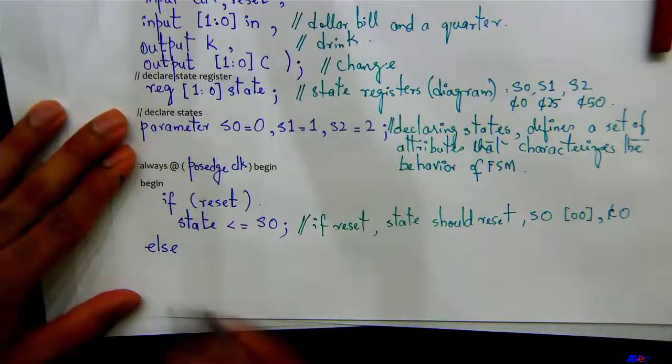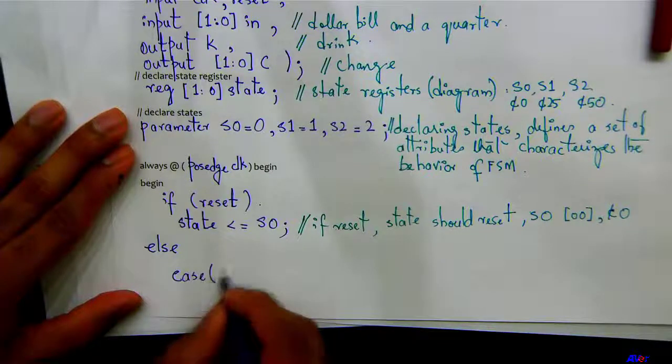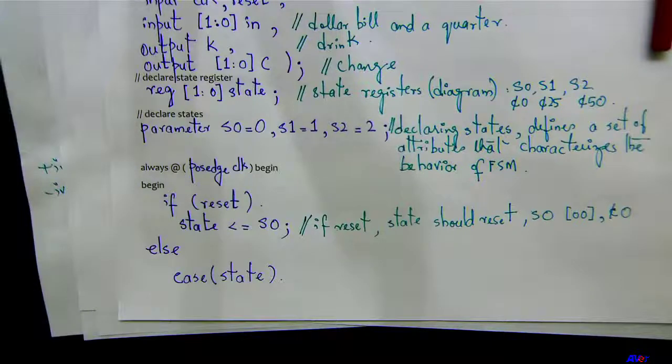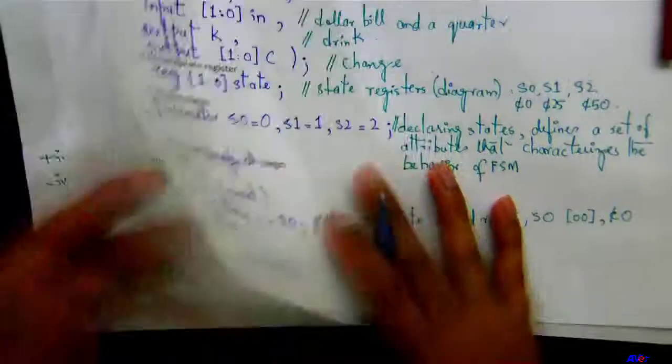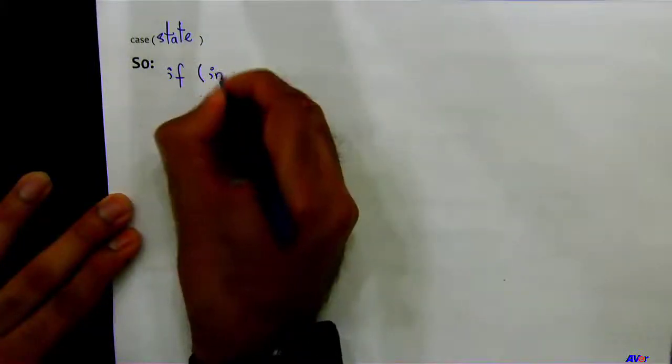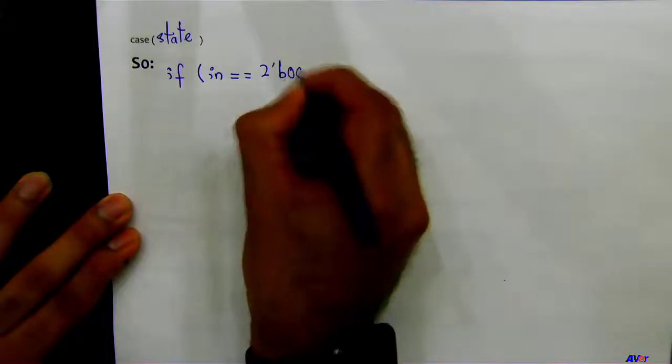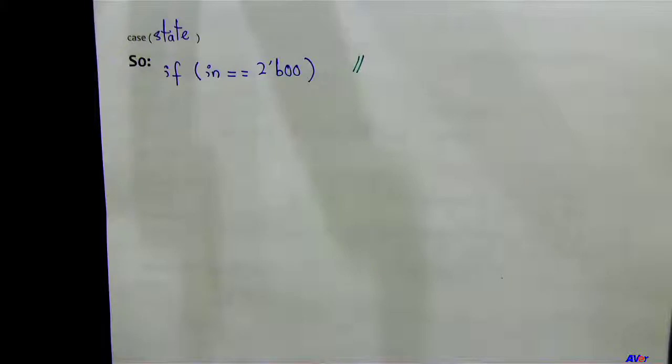Else, we're going to use the case keyword. If we like, we can use the assign function, but because our expression is so big, we'll just use the case keyword. Why do we have state here in the parentheses? Because we are looking at the states, right? Depending upon the state and the input, that's how the transition is going to take place. So let's move on to the next page. Again, this is the same thing. I'll just rewrite it. Case state, S0. Now if the input is 0, 0, what should happen? What does this mean? What is the input here?